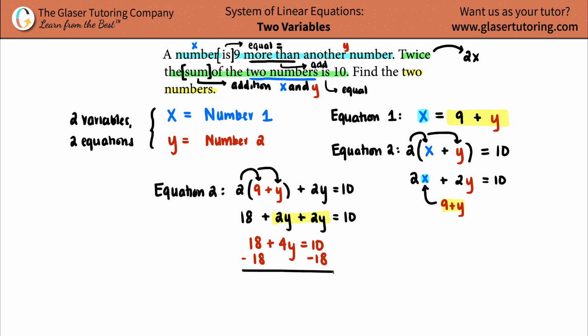And let's see. This gets canceled. Bye-bye. And 10 minus 18 is what? 8? Negative 8? Right? Negative 8. And then this equals 4y. I think so. Right? 10 minus 18? Yeah. And then just divide on both sides by 4. And we have our first value. So we know, this cancels out. Boop, we know that y equals negative 2.